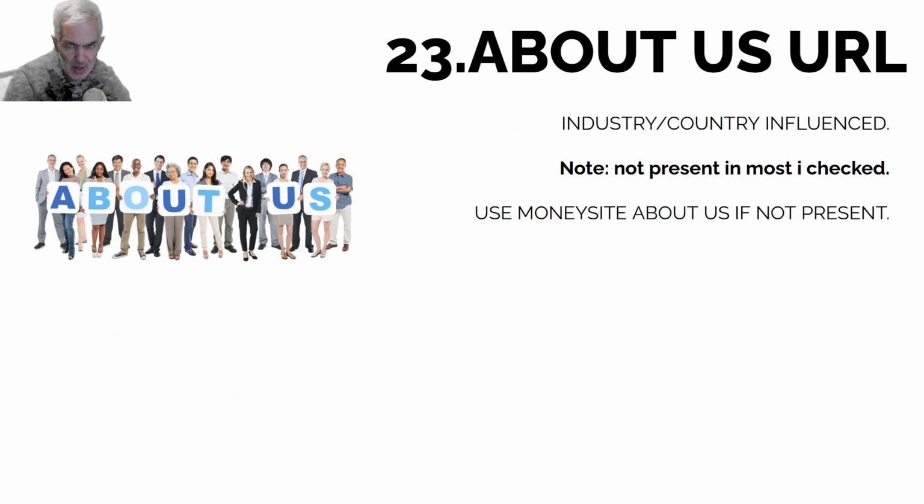23, About Us URL. These appear to be industry or country influenced. I had to go to other countries and look at hotels to find any listings that had them. So basically, in my opinion, for a lot of us, we're going to be using the money site About Us, if the About Us is not present in the GBP listing profile.